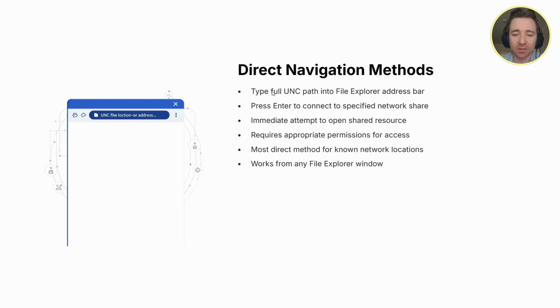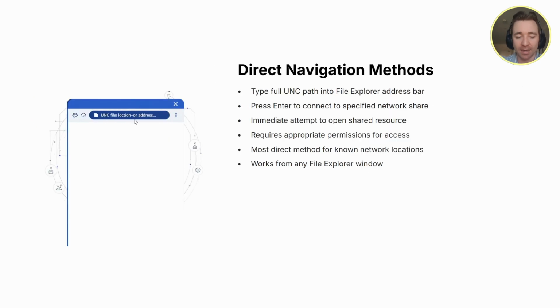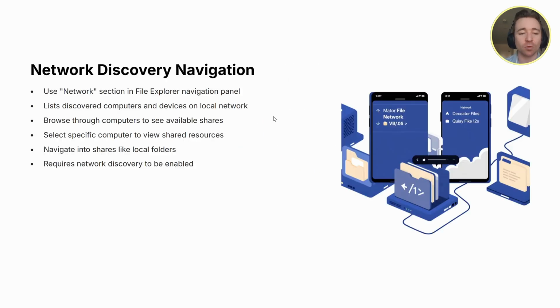Direct navigation methods: you can type that full path into File Explorer to access and connect to the specific network share. Or you can use the network section in File Explorer, which lists discovered computers and devices on your local network, and then you'll browse through the computers to see the available shares. When you select the specific computer to view the shared resources, you can navigate into shares like they are a local folder, but you'll require network discovery to be enabled. So basically you can do that, or you can type the full path into File Explorer.